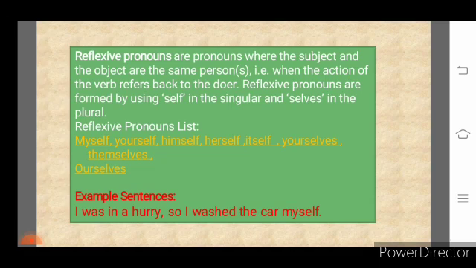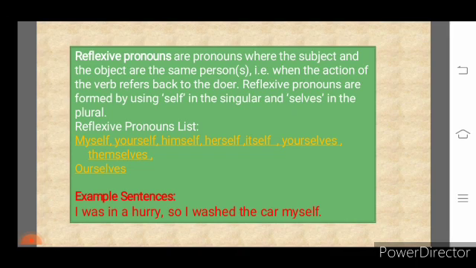So if you want to make any pronoun a reflexive pronoun, you will add self with the singular, and with the plural you will add selves. So myself, yourself, himself, herself, yourselves. So example is given here. I was in a hurry, so I washed the car myself. So myself is the reflexive pronoun in this sentence. Fine, students. So now we will be learning the next pronoun.